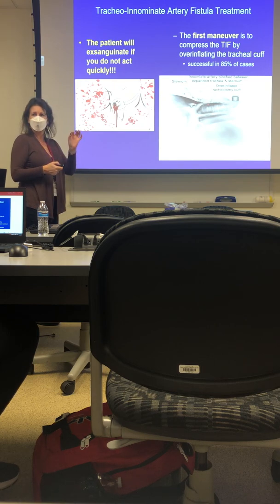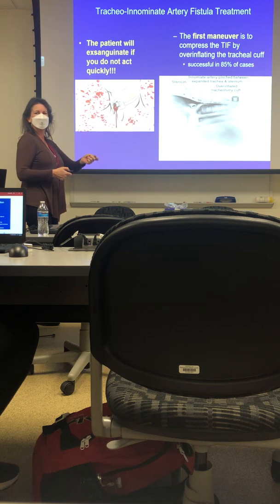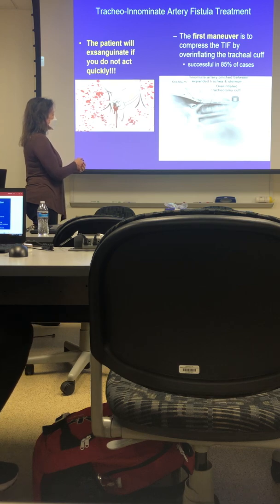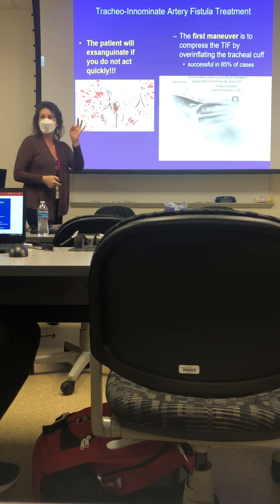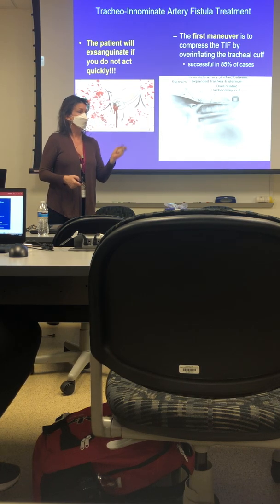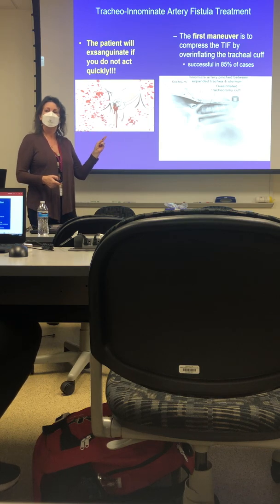pressure, the cuff has been overinflated. If you start seeing blood pouring out, you're gonna increase that cuff pressure even more, okay? Because you wanna occlude, see this is the innominate artery right here? So if you increase it even more, it's gonna press it, compressing it so that you're occluding it. It's like putting a tourniquet on until the surgeon can get in there and fix it, okay? So that works most of the time, all right?